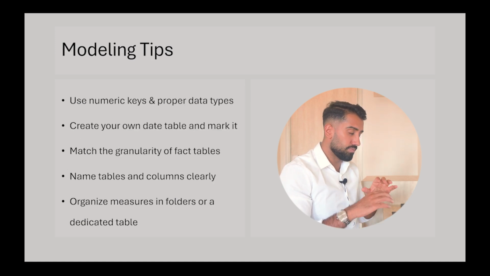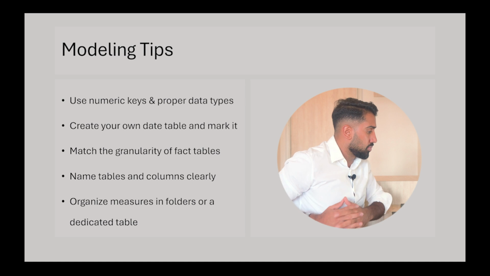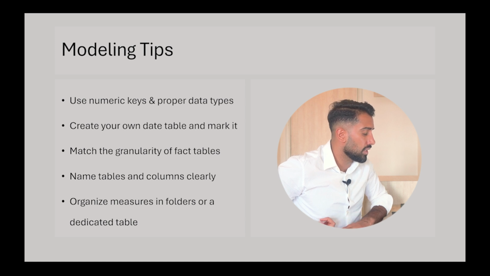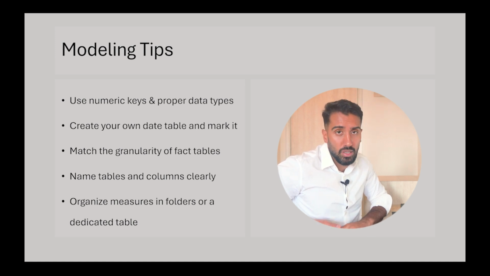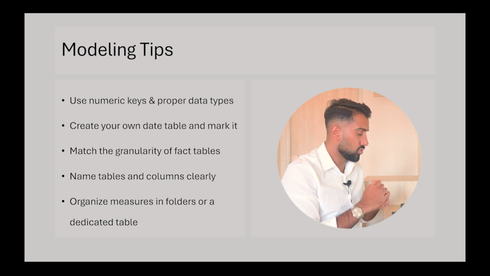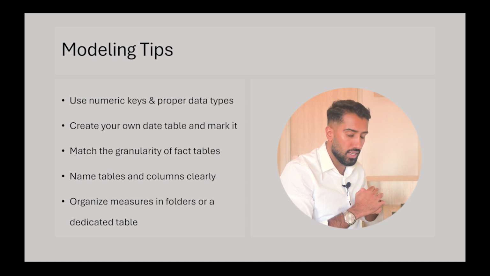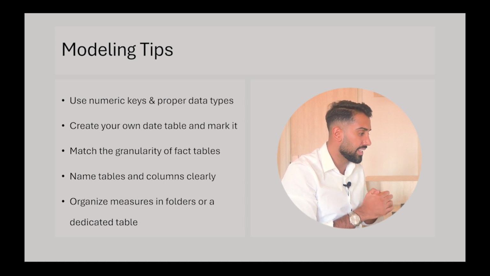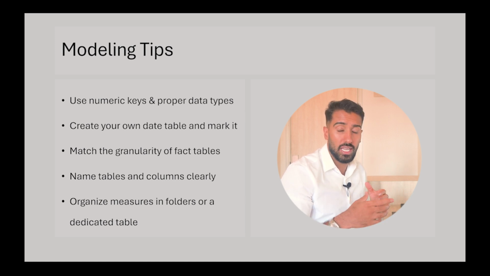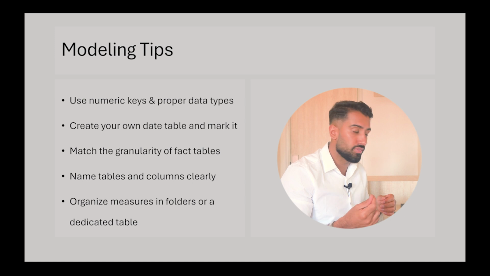Some modeling tips. There could be many more, but just a couple that I wanted to point out. Use numeric keys and proper data types on the different columns, preferably set before it goes into Power Query in Power BI, but think about that. Create your own date table as a dimension table and mark it as a date table in Power BI. Another thing is to make sure to turn off the auto date table function in the reports, so that Power BI doesn't generate a bunch of date tables for you in the backend for each date field it finds in different facts.